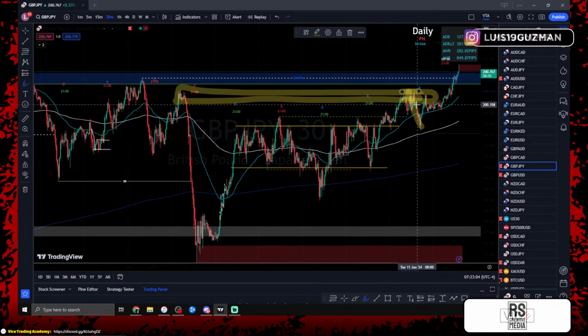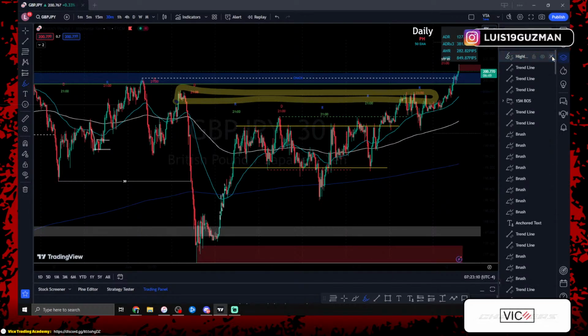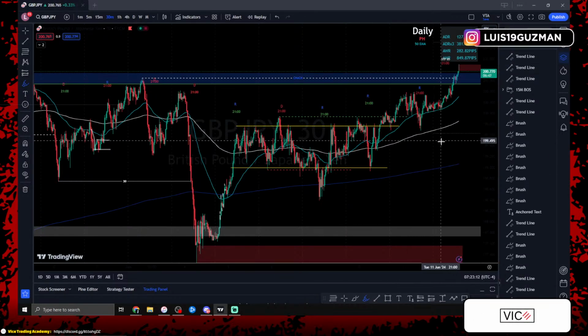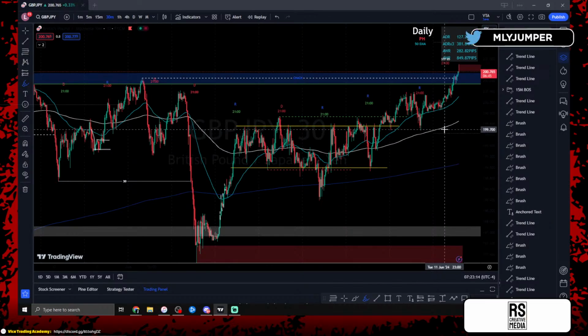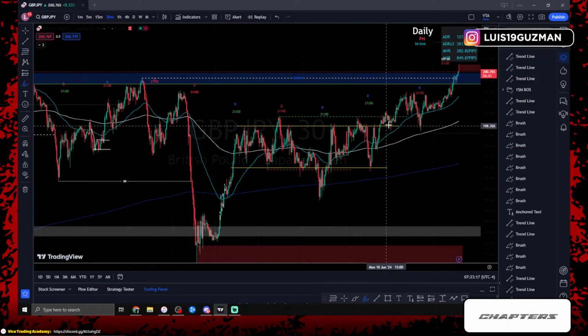There's a whole bunch of confluence here that just fakes traders out. It collected contracts, got everybody out of their positions, made everybody believe that this is where price was going to turn around and go short. But again, just following all the rules, right?